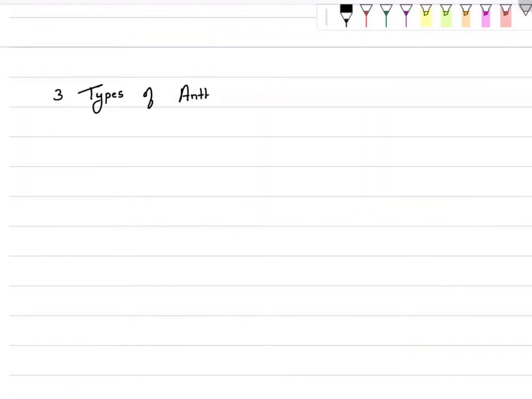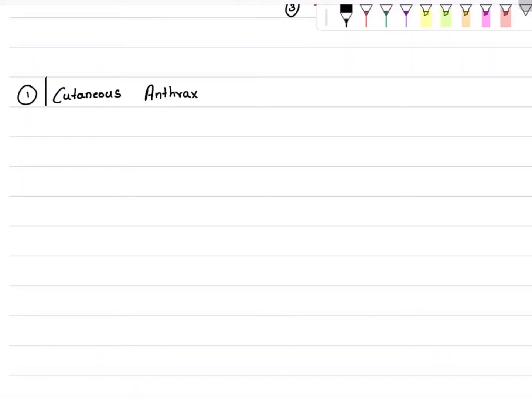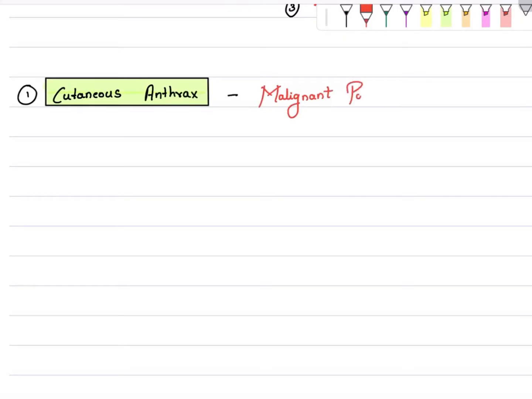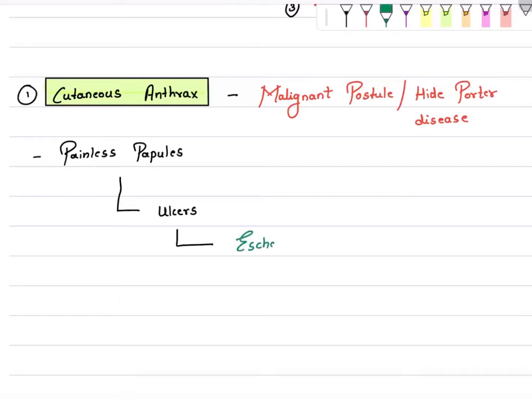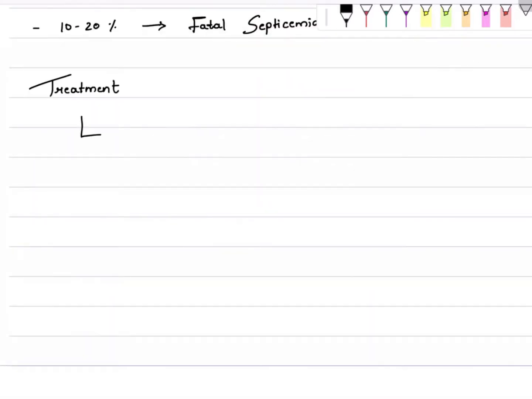There are 3 types of anthrax: cutaneous anthrax, pulmonary anthrax, and intestinal anthrax. Let's talk about cutaneous anthrax. It is also known as malignant pustule or Hyde-Porter disease. Patient comes with painless papules which later form ulcers, which is known as eschar formation. 10 to 20% of people get fatal septicemia. Treatment: ciprofloxacin or doxycycline can be given orally for 7 to 10 days.